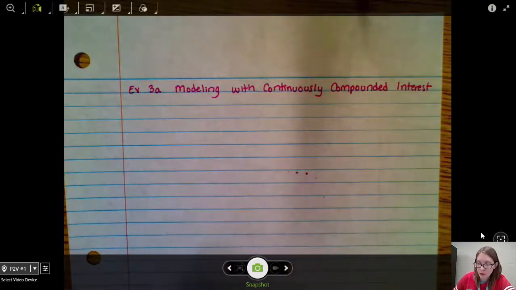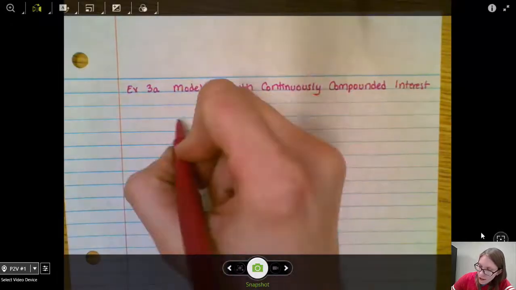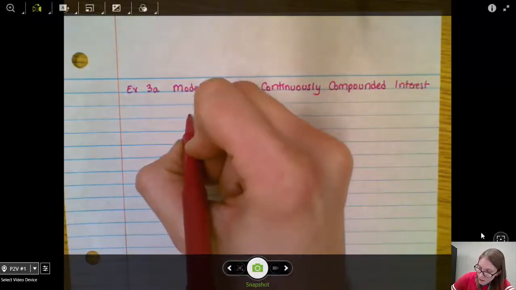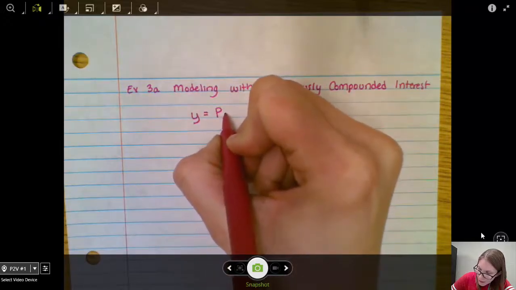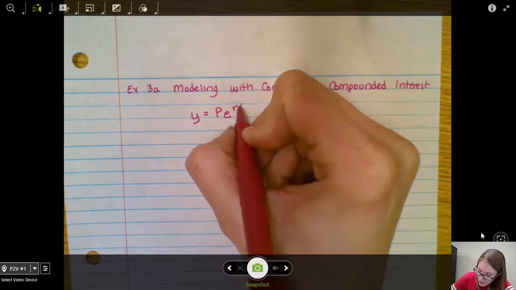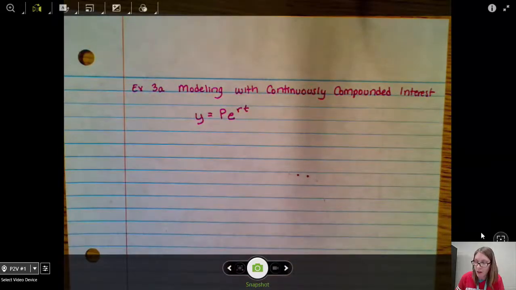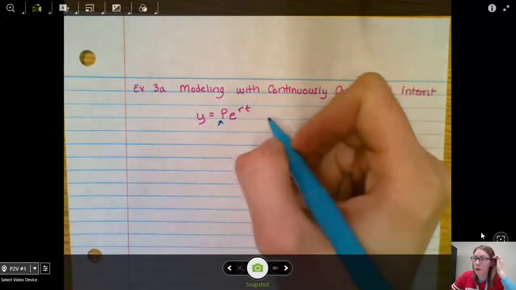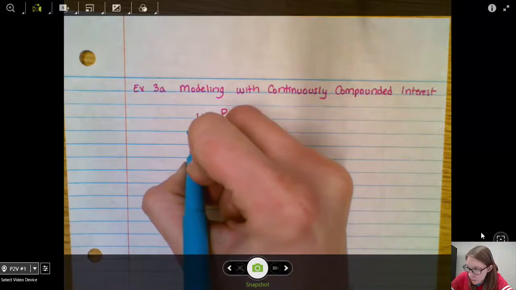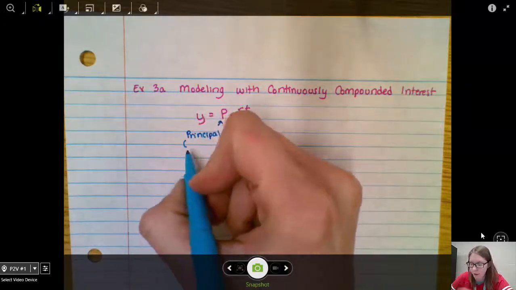We saw the equation y equals 1 plus r to the t power. Here is our equation with continuously compounded interest: y equals p times e to the rt. What on earth does all of this mean? So p is the principal amount, your starting amount, the original. Whatever you have invested.